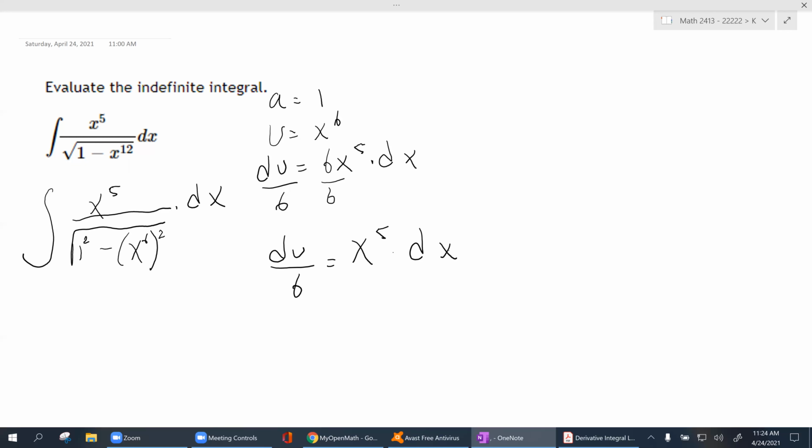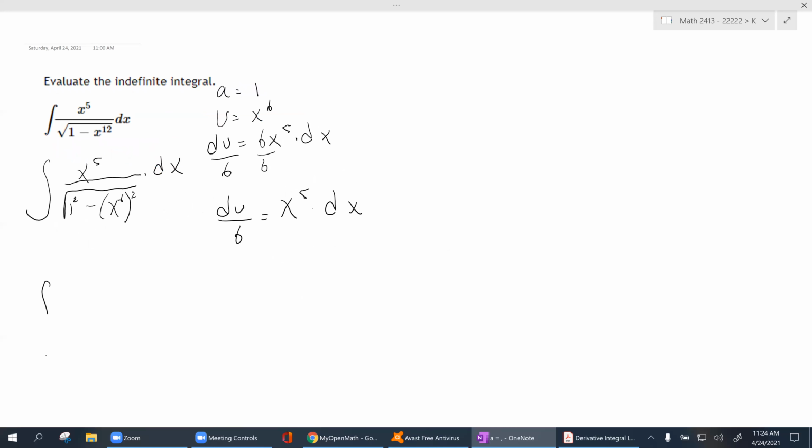Awesome. Let's go ahead and make my substitutions. So this is just the integral of, and we said this is the same thing as this. If you want to take that step, that's all it is.